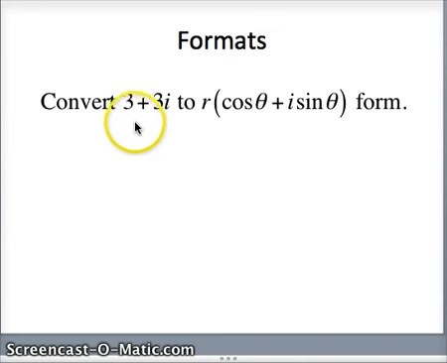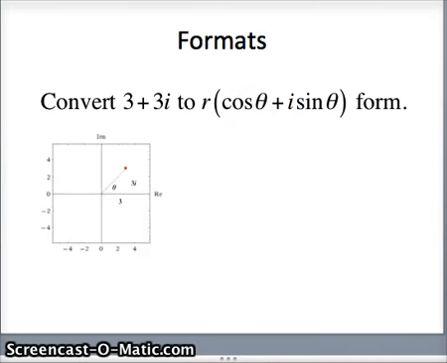So here we're going to start with a complex number, 3 plus 3i. We want to find out what is its modulus, r, and what is the angle theta it makes with the x-axis so that we can write it in this form. So just to take a quick look at what we mean by this, the x-axis in this world is perceived as the real axis, and the y-axis is the imaginary axis.